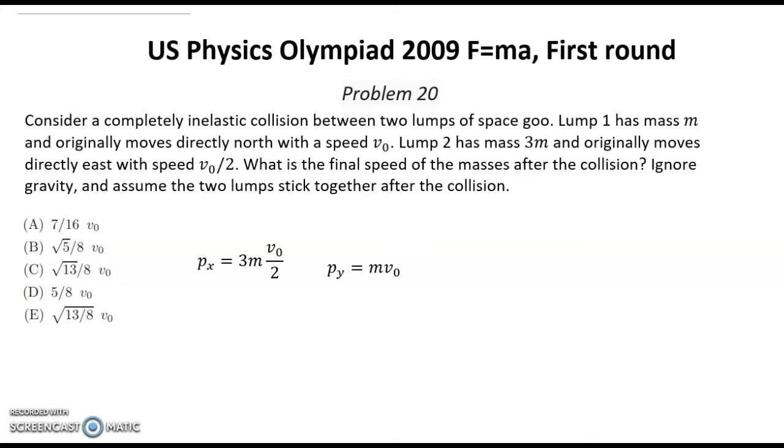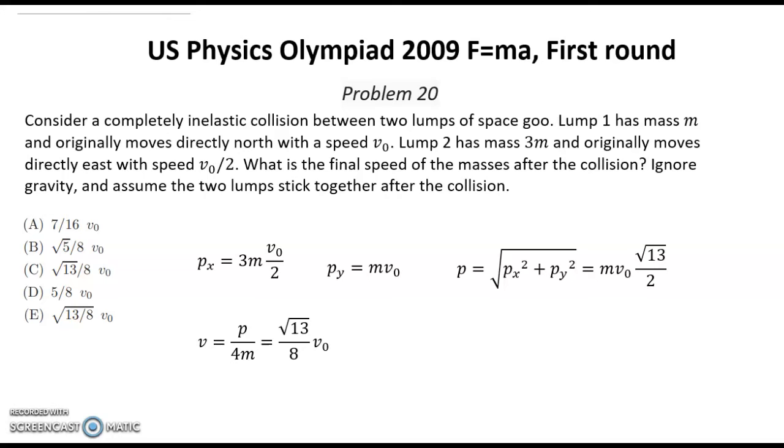And now we can count the total momentum of the system, which is just the square root of the sum of squares of both momentums, which is this expression. And now to count the total speed, we just need to divide this momentum by the total mass of these two pieces which are moving together. And that's the result. As we can see, the correct answer is C.